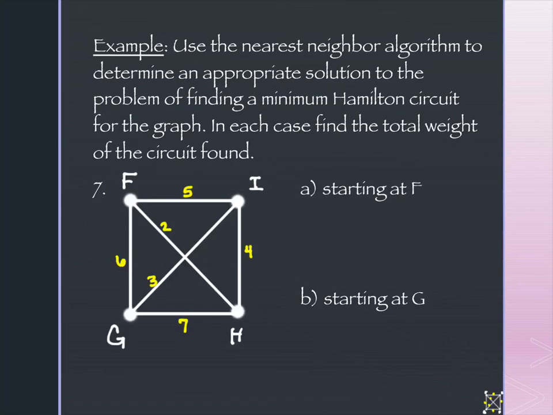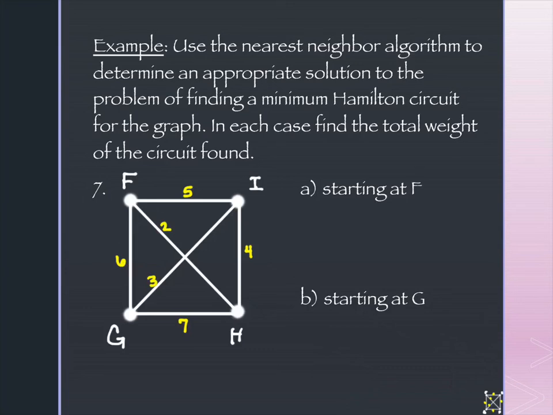Okay, so we have a simpler graph. Let's make sure that it looks right on your paper compared to my screen. Does it look okay? Yeah? Lovely. Okay, it says to use the nearest neighbor algorithm to determine an appropriate solution to the problem of finding a minimum Hamilton circuit for the graph. In each case, find the total weight of the circuit. So in this case, it's only got 4 points, so we're not finding all of the Hamilton circuits. We're just doing it with this nearest neighbor algorithm.